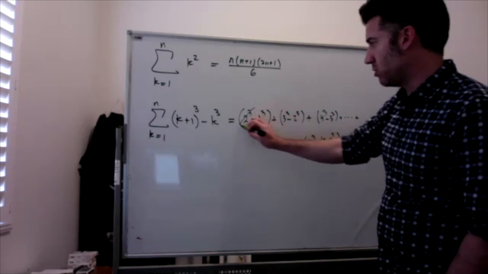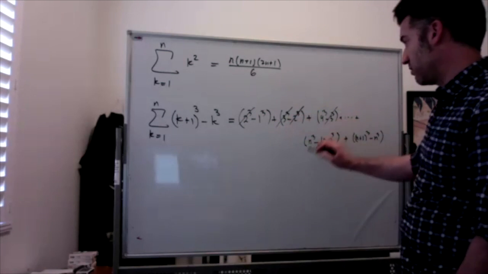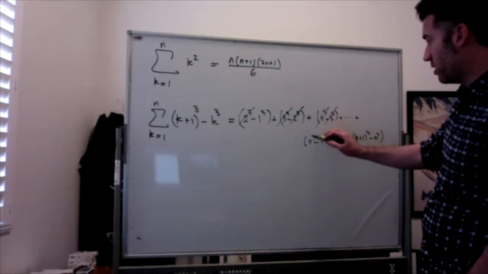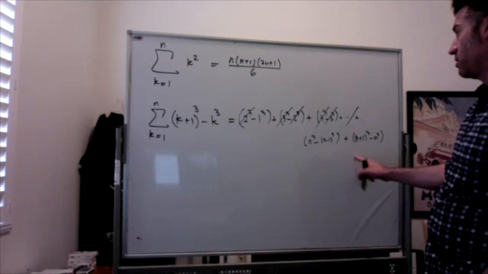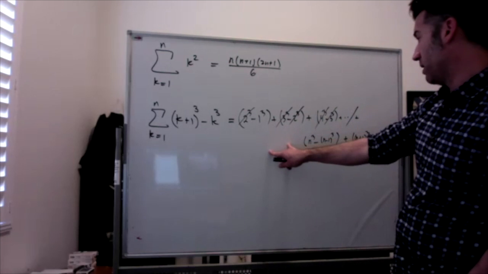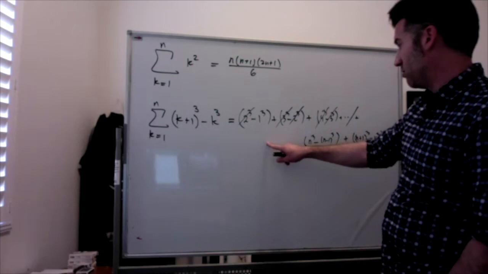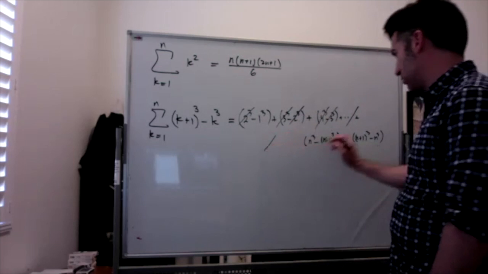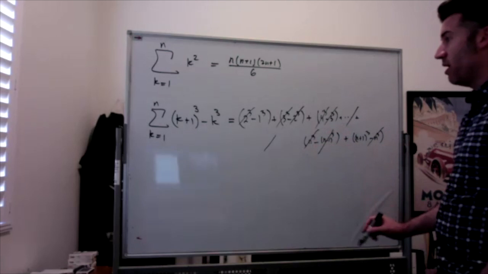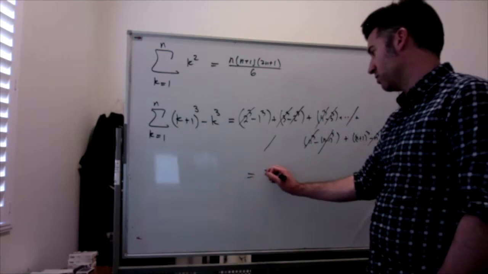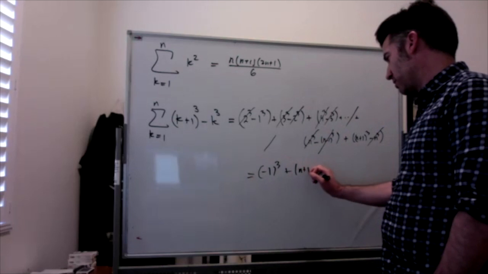So this 2 cubed and this negative 2 cubed cancel. This 3 cubed and this negative 3 cubed cancel. This 4 cubed and the negative 4 cubed that would be in the next term cancel. All the way to the one before this, right? So like you would have n minus 1 cubed minus n minus 2 cubed. So that would cancel with that. And then the n cubed cancels with the minus n cubed there. And you're left with the fact that this is equal to negative 1 cubed plus n plus 1 cubed.